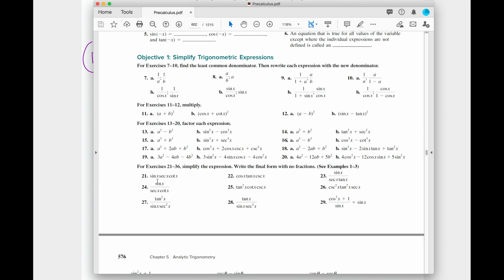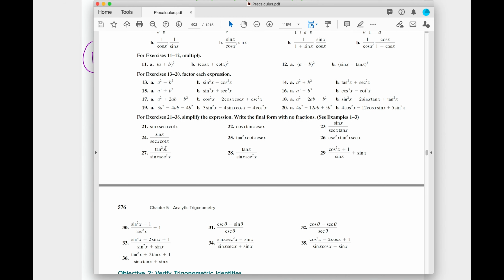Okay, let's go to the next cluster of problems. 21 to 36. Simplify the expression. Write the final form with no fractions. So they want the simplified version of the expression without any fractions. They don't want fractions, okay? All right.